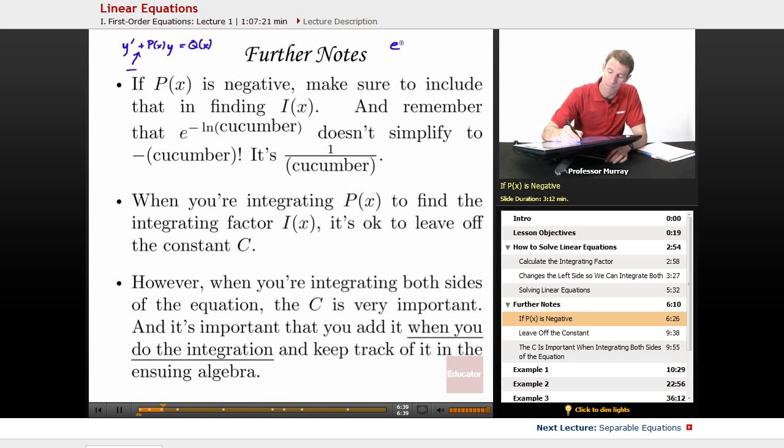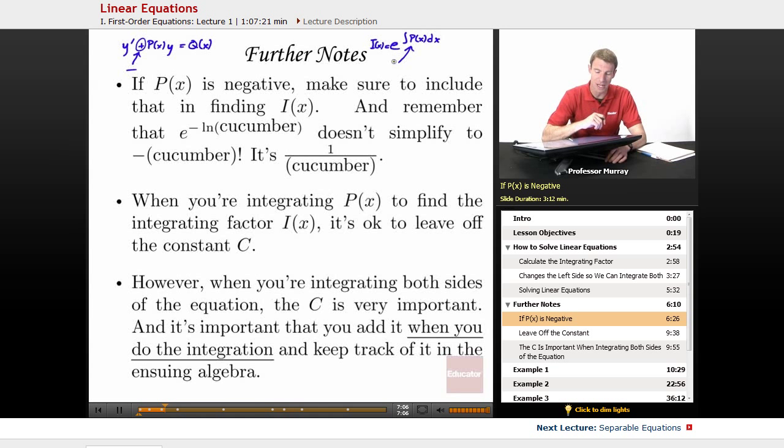Remember that the integrating factor I of x is e to the integral of P of x dx. Well, if there's a negative sign here, then that's part of the P of x and you have to include it in here. But a lot of people just don't notice that negative sign. They forget to include it. And trust me, that'll really ruin all the calculations after that. So make sure you include the negative sign.